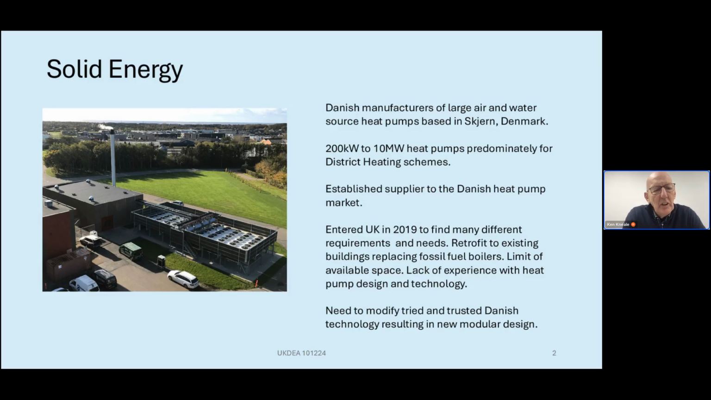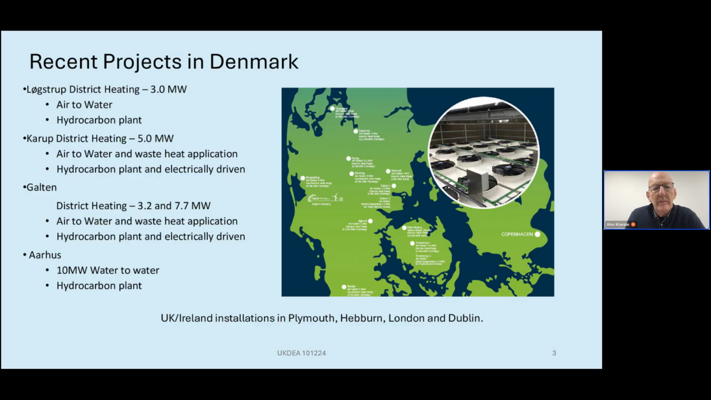Solid Energy, we come from Denmark. We have a number of heat sites over there where we joined up with the networks. We've moved from ammonia onto hydrocarbon. We've been running now for over 10 years. We're still a small company, but we're nimble enough now to adapt to the needs of the UK market.